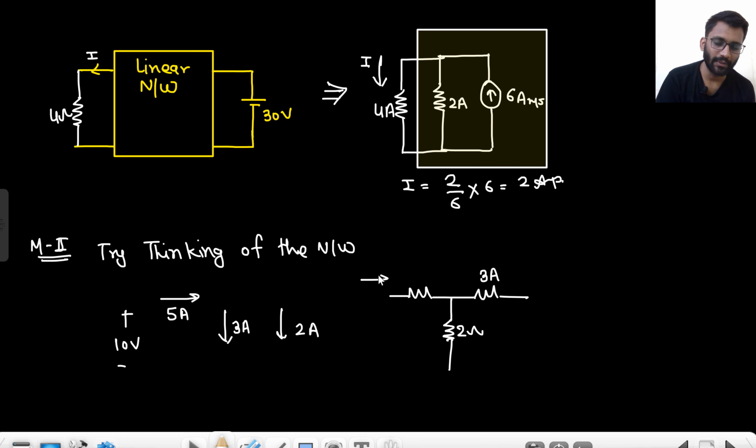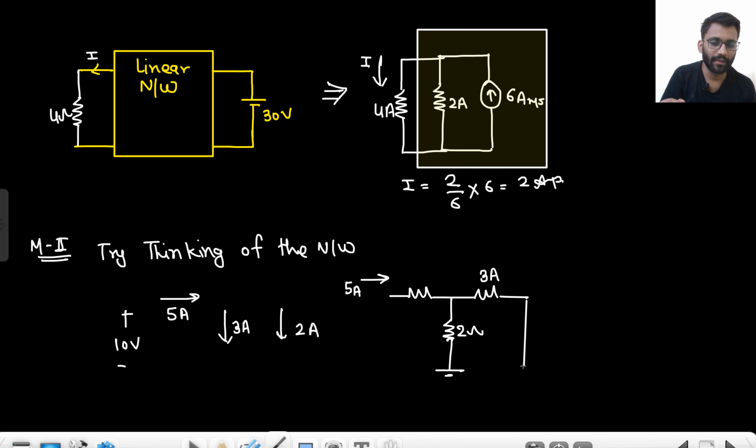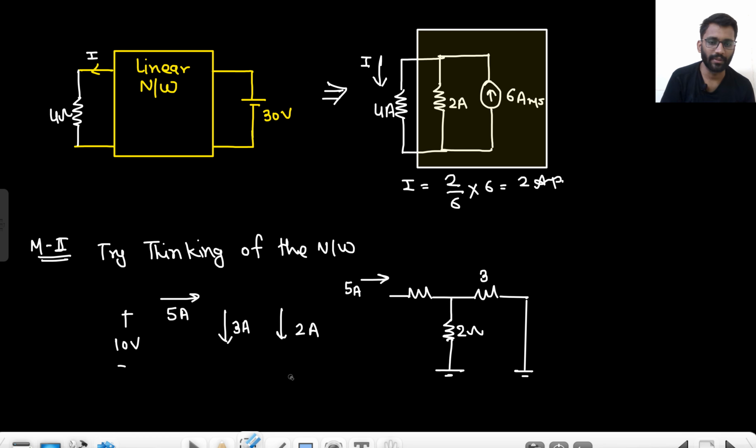If 5 ampere current is going this way, this would be shorted and this will also be shorted, right? So tell me, if 5 ampere current is going this way, how much current will go in this direction? 3 ampere. And how much current will go in this direction? 2 ampere, right? The resistances are in inverse proportion. 3 and 2 in parallel will give me how much resistance? 3 into 2 by 5, 6 by 5, 1.2. 3 and 2 will give me 1.2 ohm.